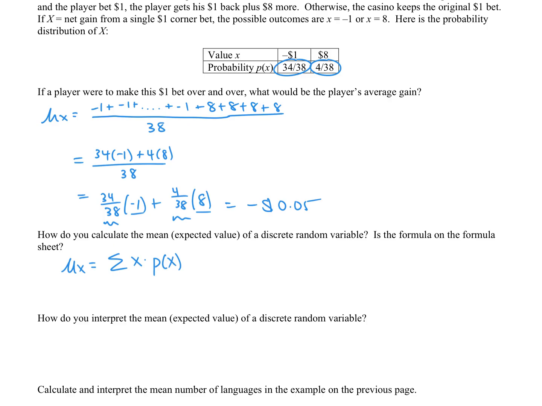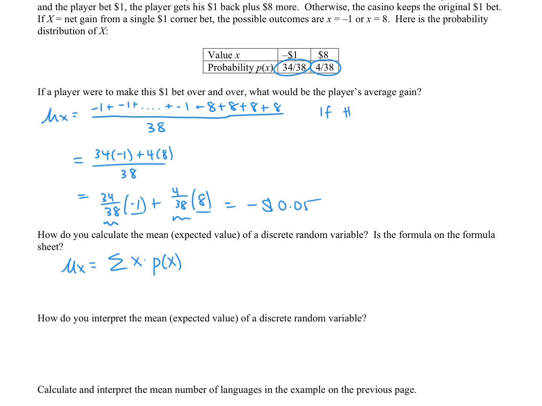What does the negative mean to the player? In the long run, this player is expected to lose, which should make sense, right? The casino is going to be running a game where the player is expected to lose in the long run. Doesn't mean that he or she's going to lose every time, just if they play many, many times. That's how casinos make money.